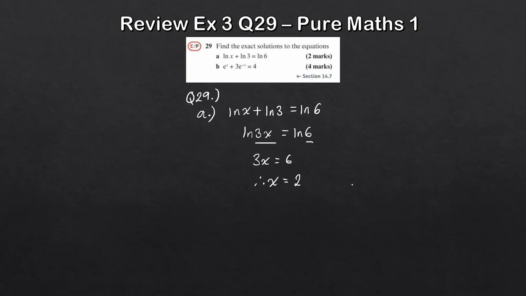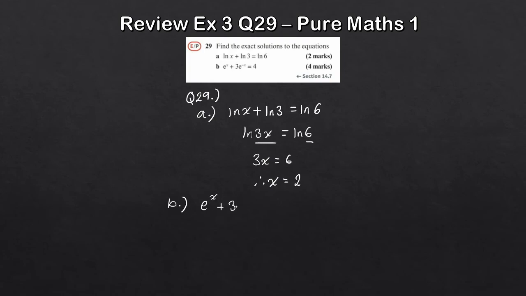You know, this is quite a long way of actually showing it. Obviously, if you know your laws of logarithms, x must be 2 instantly. 3 times 2 gives you 6. That's just, again, practicing the laws. But just so you've got full detail there, x equals 2. Okay, and then part B, very similar to the first question we did here.